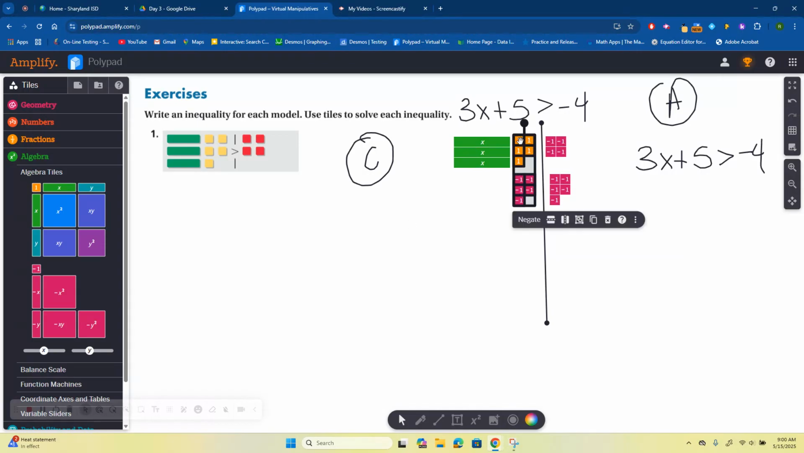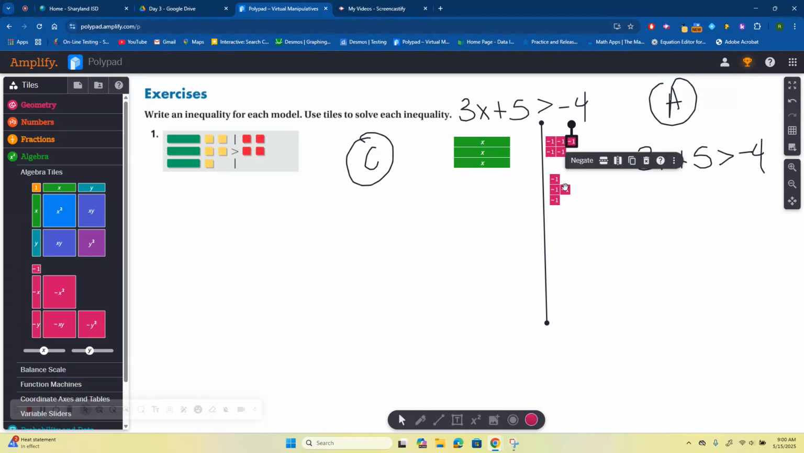And these guys will all cancel out. We kind of know that already. One of these cancels out. Nope, they're not zero pairs. So now I've got 3x is greater than -9, all right? And now I'm going to model my division.